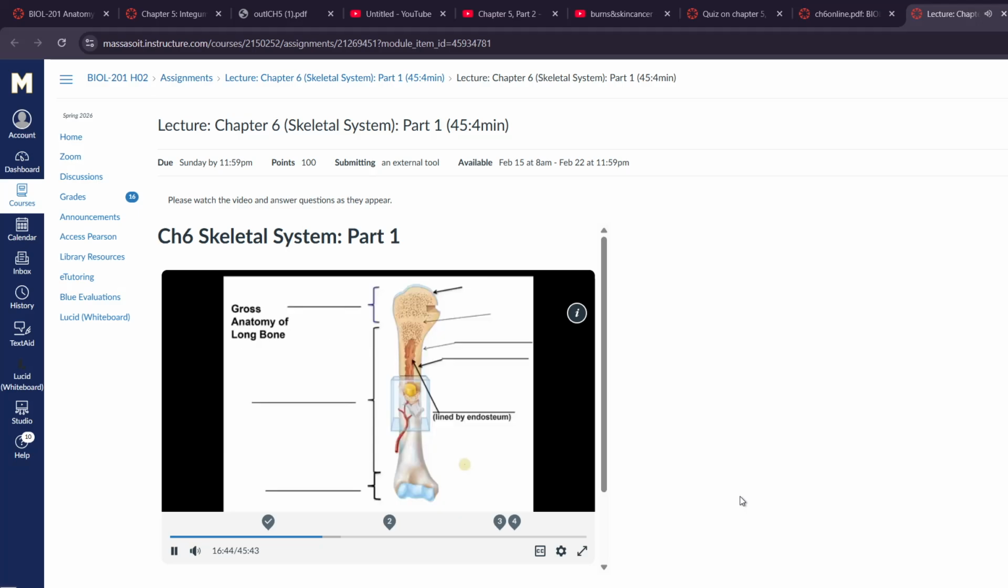Now that we've looked at some of the basics, let's take a look at the gross anatomy of long bone. So this is a long bone. It's longer than it is wide, and this particular bone is supposed to be the humerus. The long part of the bone is actually called the diaphysis.